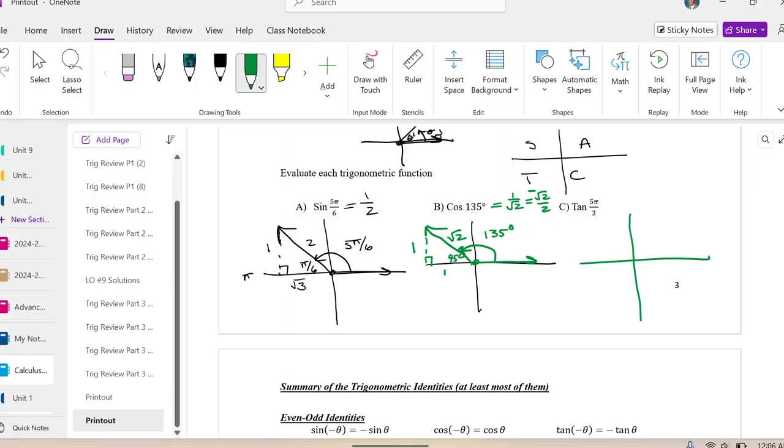5 pi over 3 is in the fourth quadrant. So here's your reference triangle. So 2 pi minus 5 pi over 3 is pi over 3. That means it's 60 degrees, which means it's square root 3, 1, and 2. So when you do y over x, you get the square root of 3 over 1, which is the square root of 3. And tangent is negative in the fourth quadrant.